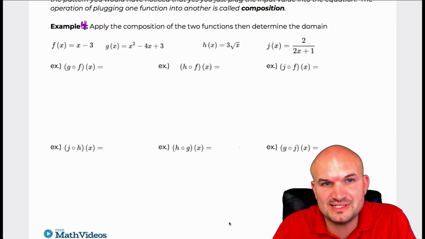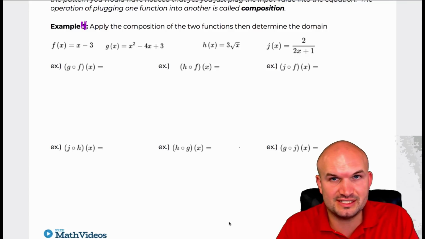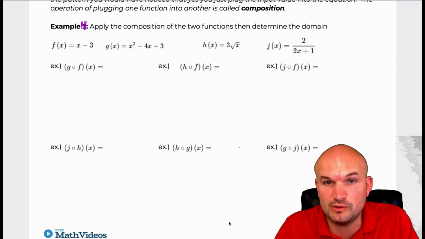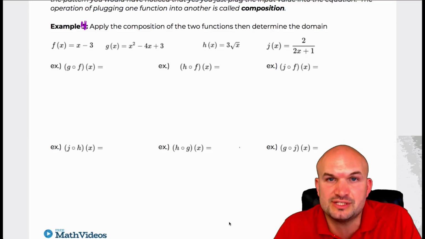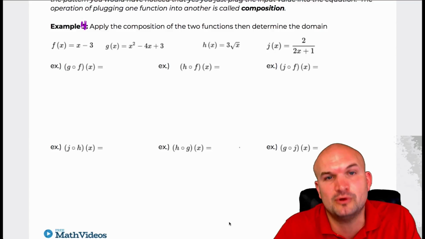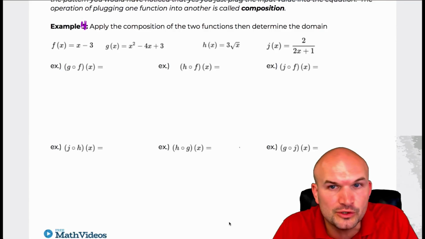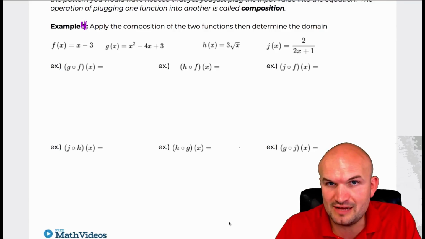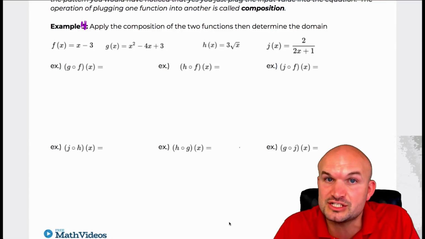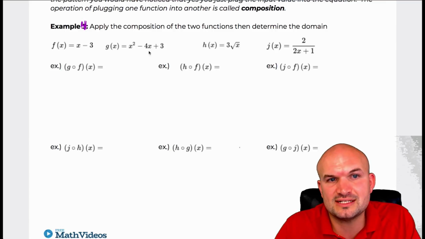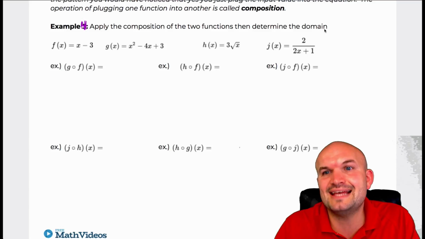Okay, so on to example 4. Now we kind of discussed composition. Now we're going to do it with some equations, and we're going to use the same equations that we did for our previous operations. That's going to become helpful because then we're not going to have to redo our understanding of domain, but we are going to have to understand how the composition is going to affect our domain. So it says apply the composition of the two functions, then determine the domain.